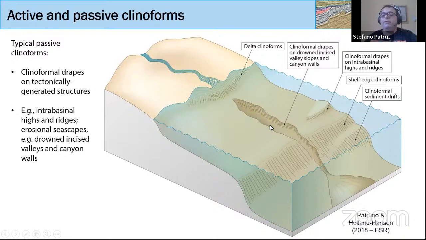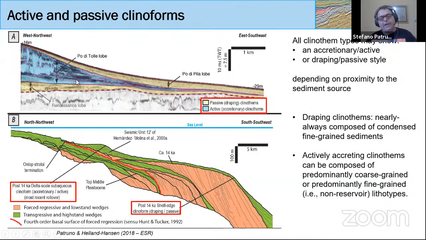Of course, delta clinoforms, if they are directly associated with a sediment input point, are mostly active, but there are phases where they become passive, as we saw in the previous example. This is from the Po Delta in Italy. There is a phase of active progradation in blue, and then a phase of passive plastering in this location. If you move along strike to another location, at the time when this is being plastered by passive deposition, it will turn into active progradation. So it's an extremely dynamic setting, of course.